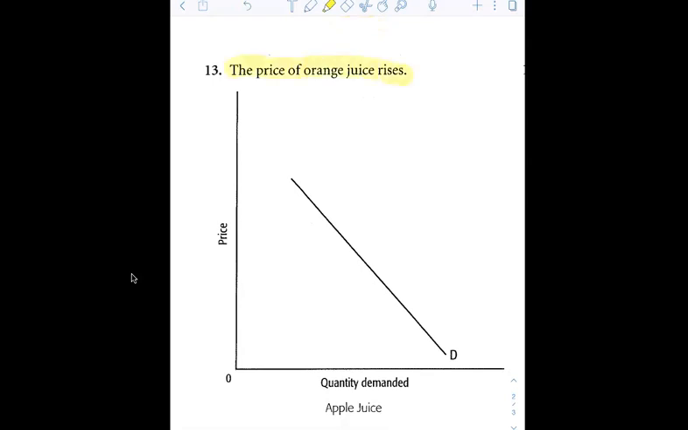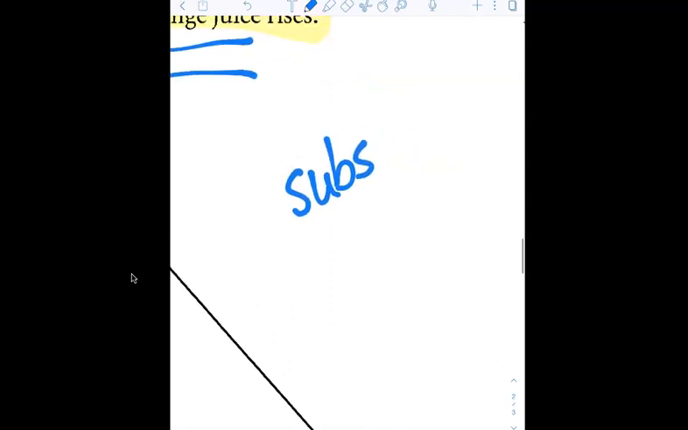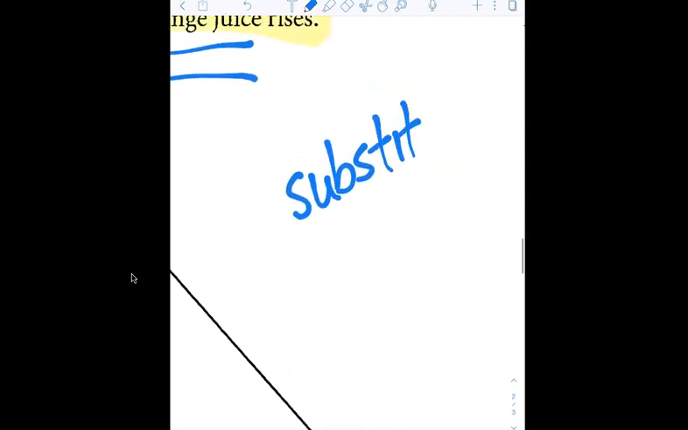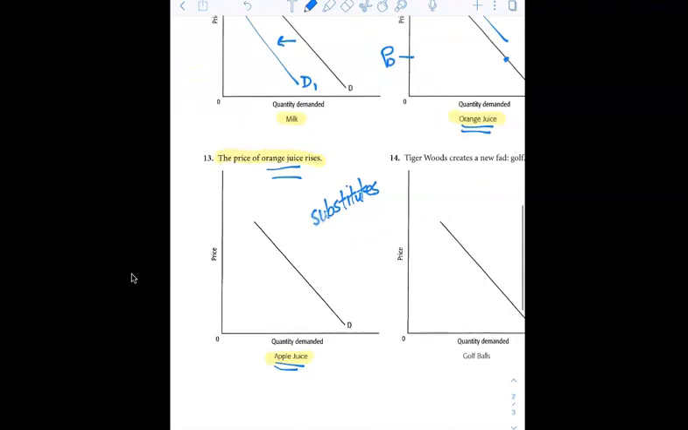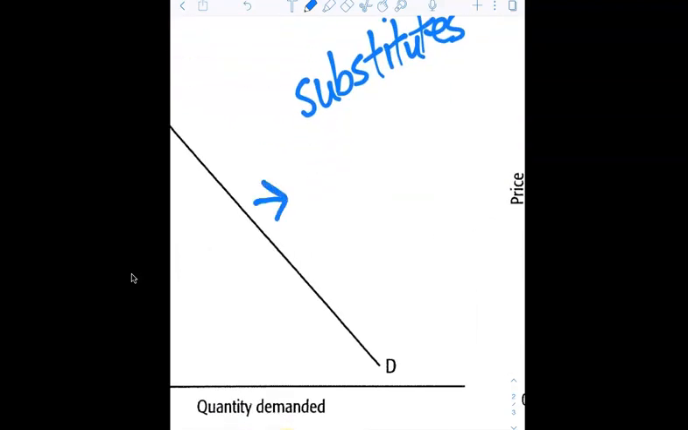Now we have apple juice and the price of OJ rises. Now it's the same event, but a different market, right? Apple juice and orange juice, they are substitutes for each other. So if OJ gets more expensive, we are going to substitute apple juice for it. So the demand for apple juice will likely increase. And so the demand curve is going to shift to the right. Increases are always to the right.